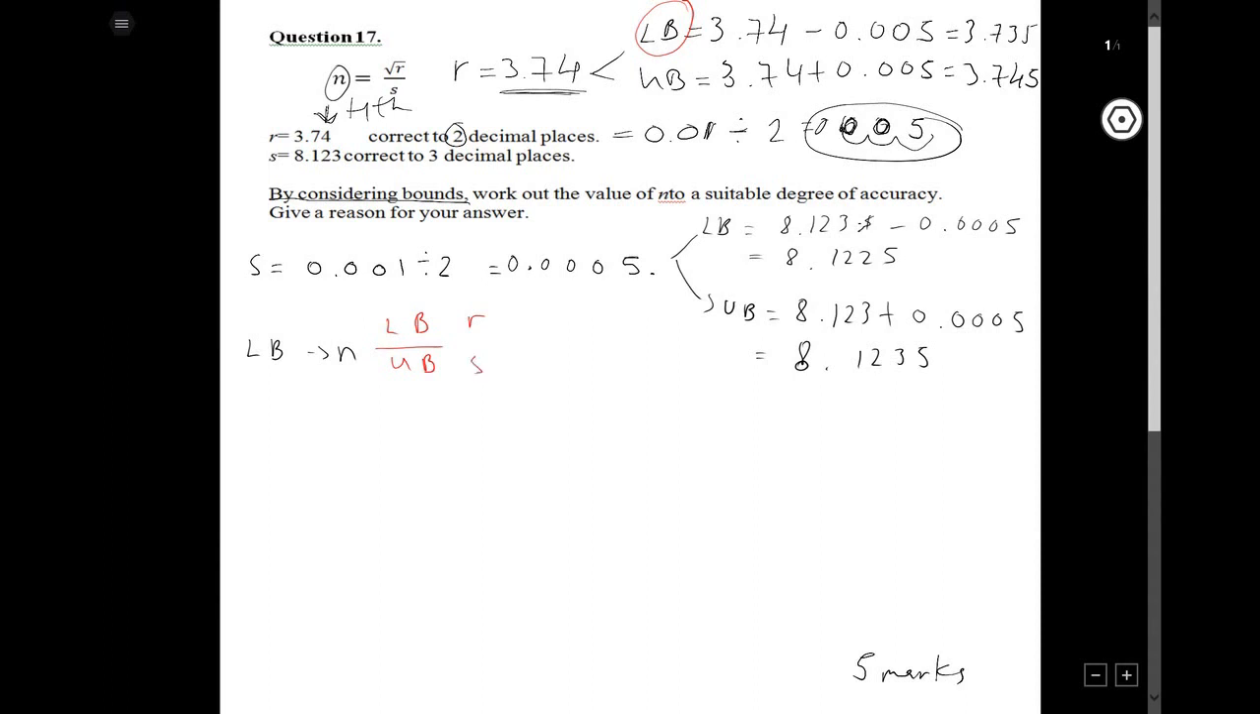And let's do this calculation. So I have to square root my R. Let's not forget that. So I have to square root the lower bound of R. I've got 3.735 over the upper bound of S, 8.1235. Type that in my calculator.